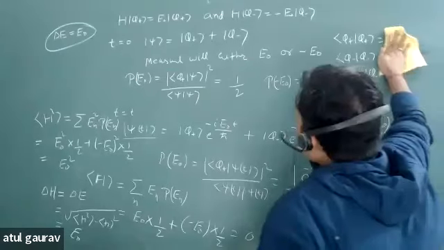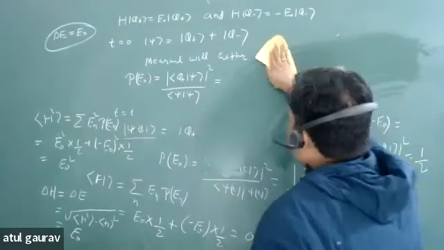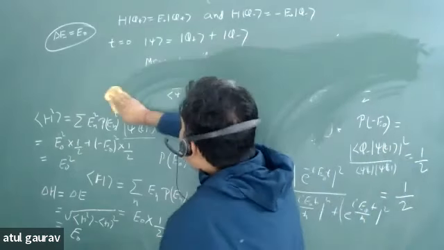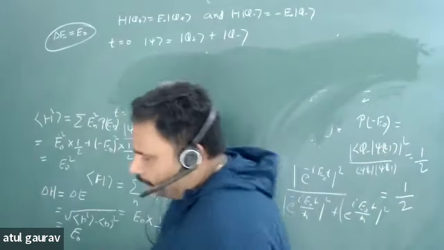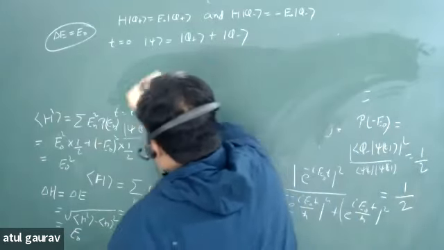What was the next question? After what time t is psi of t orthogonal to psi of 0? Exactly. After what time t is psi t orthogonal to psi 0. Okay. So let's try to go for this.